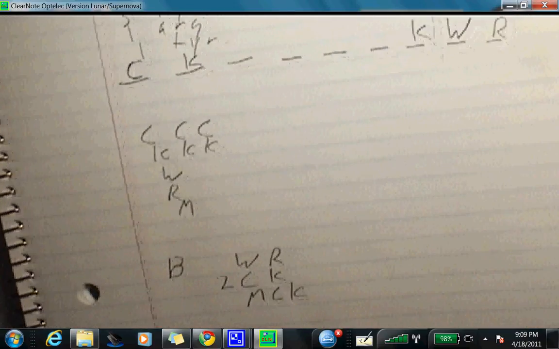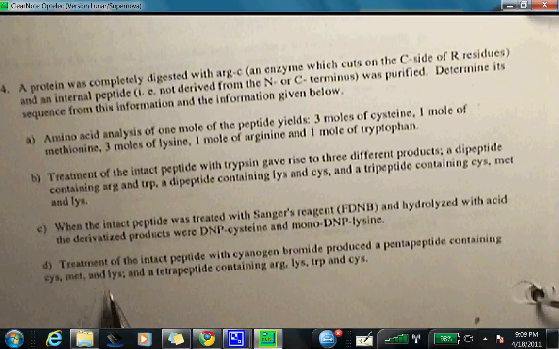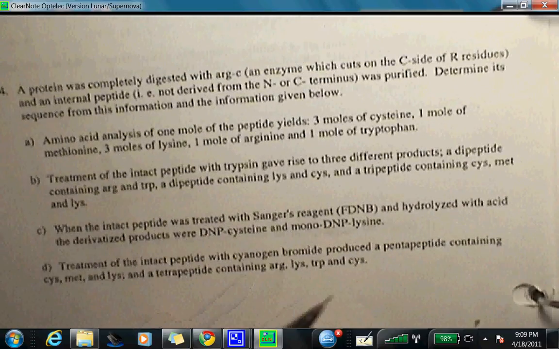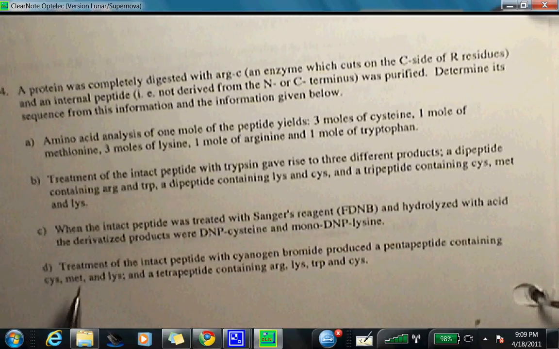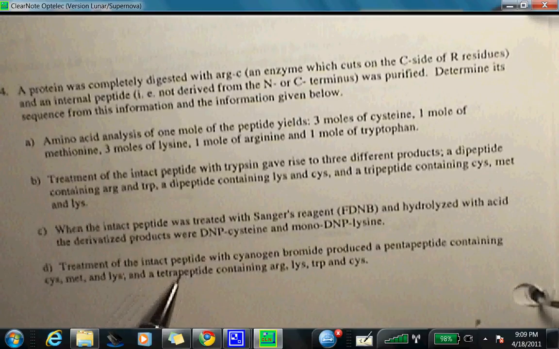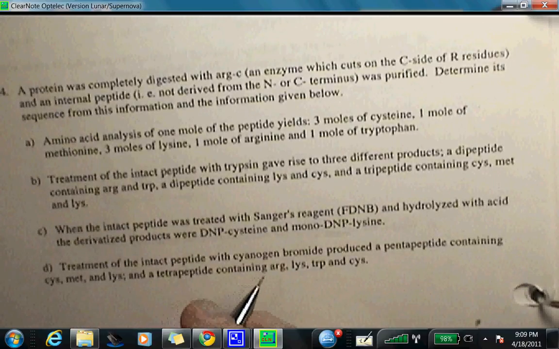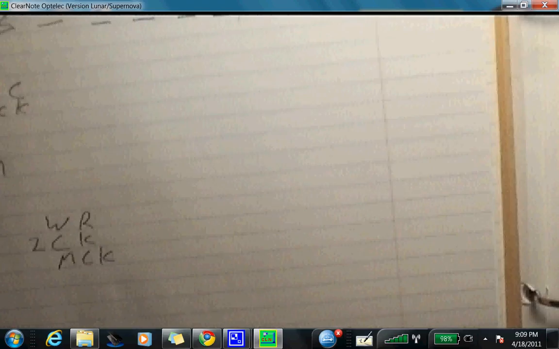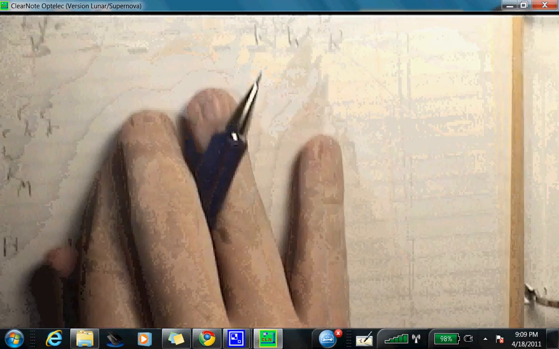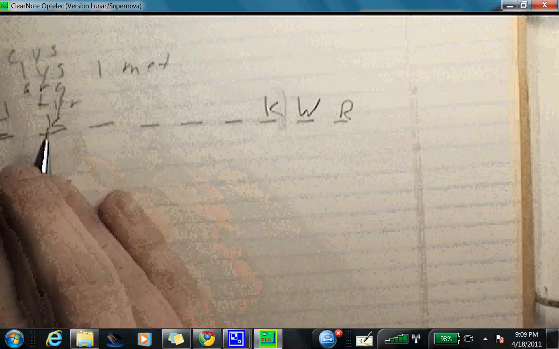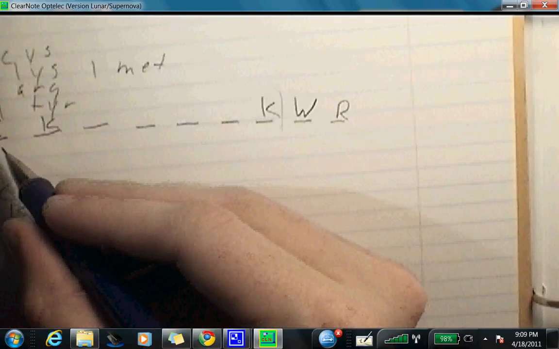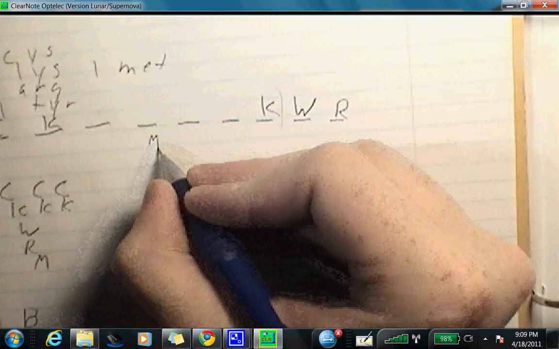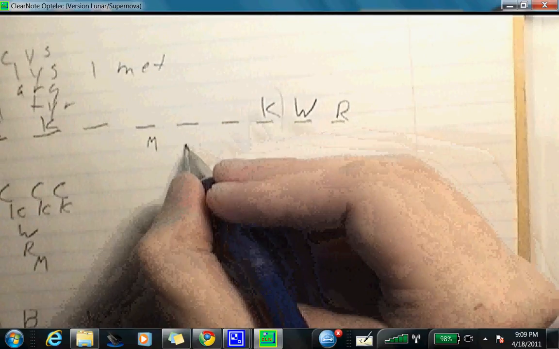And then your second one, your very last clue, is that treatment of intact peptide with cyanogen bromide produces a pentapeptide containing cytosine, methionine, and lysine, and a tetrapeptide containing these 4 amino acids. I'm really sorry. What does that mean? That means that in order to produce a pentapeptide, methionine either has to be 1, 2, 3, 4. It could either be here, because this will be 5, or it could be here.